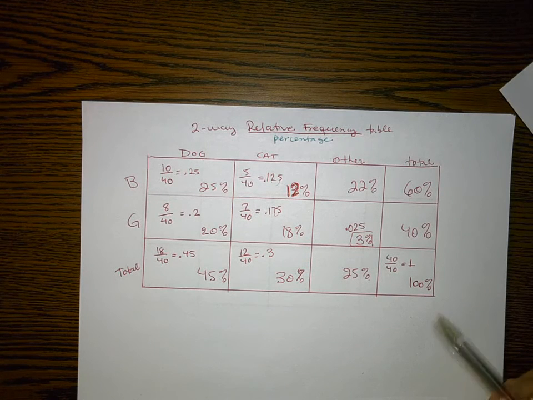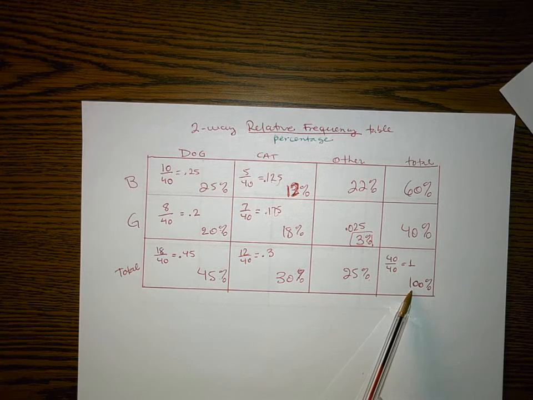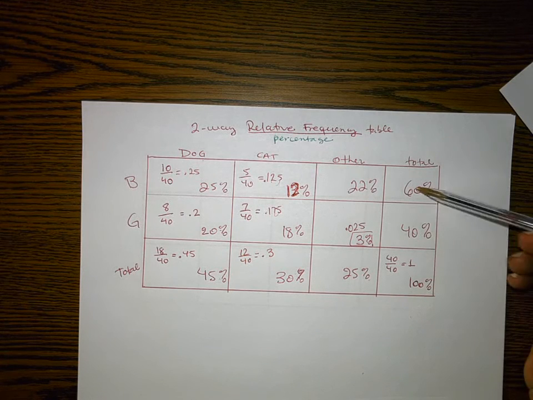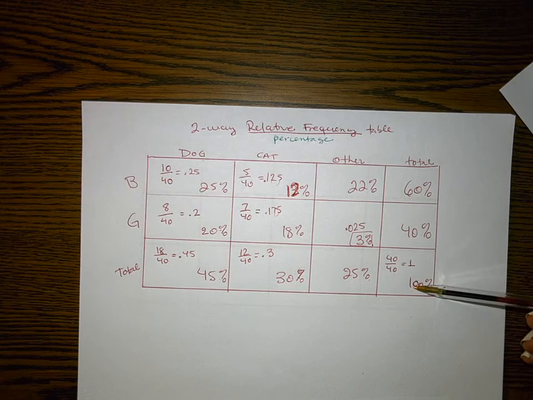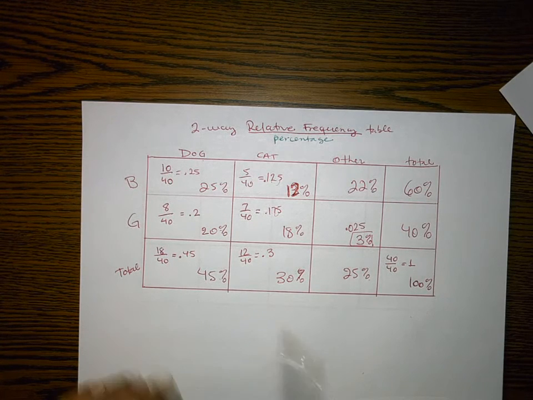And check again this way. 45 plus 30 plus 25, does that add up to 100? It should, right? And 60 plus 40, does that add up to 100? So that's how it should be. Everything should add up right, okay? When I add up the columns and when I add up the rows, okay? So that is how you create a two-way relative frequency.